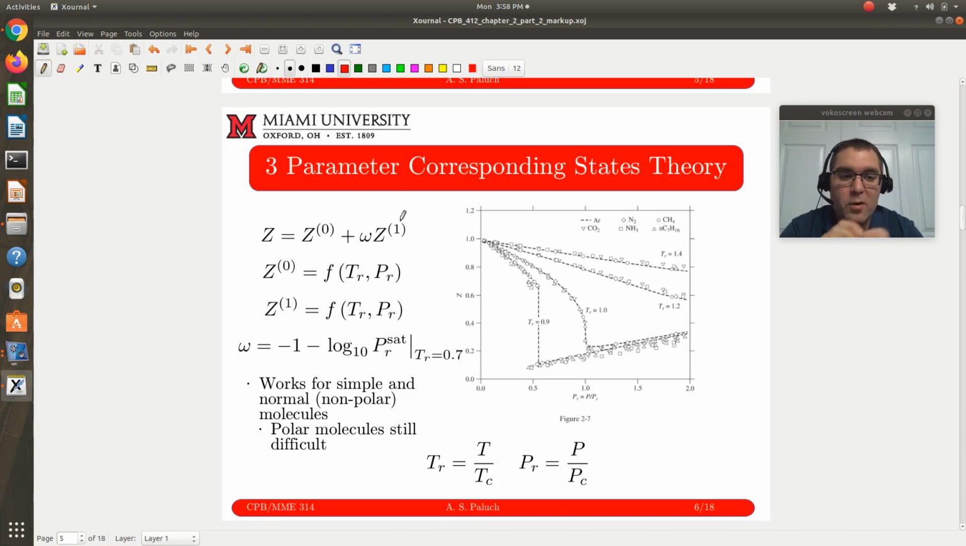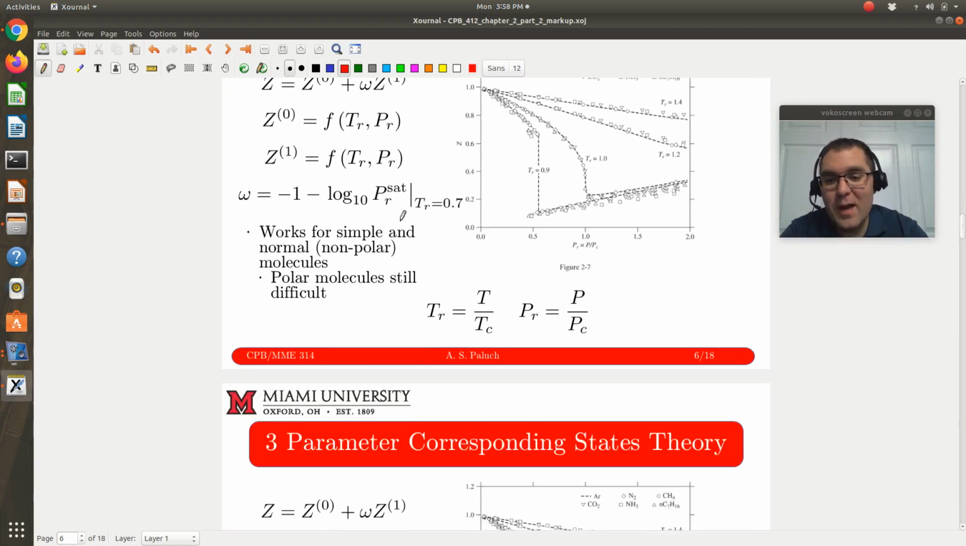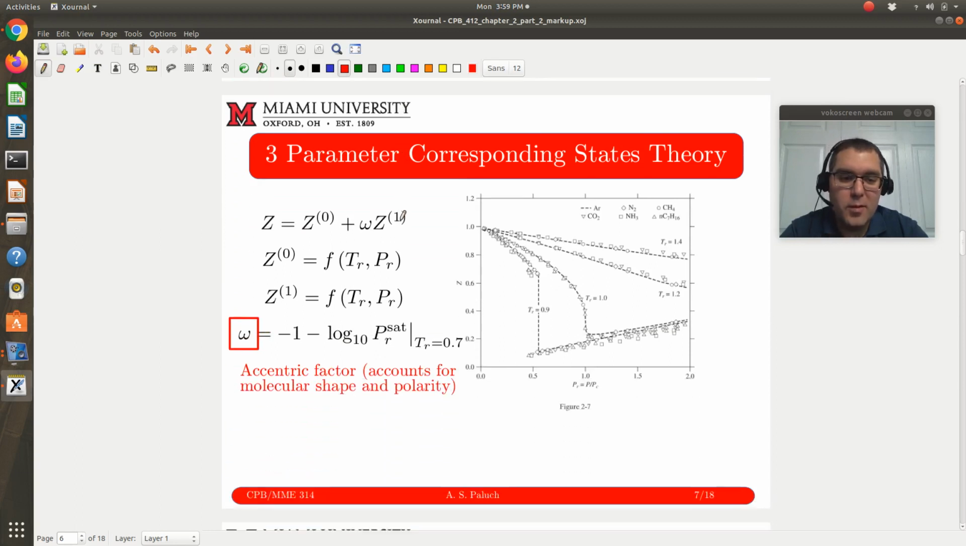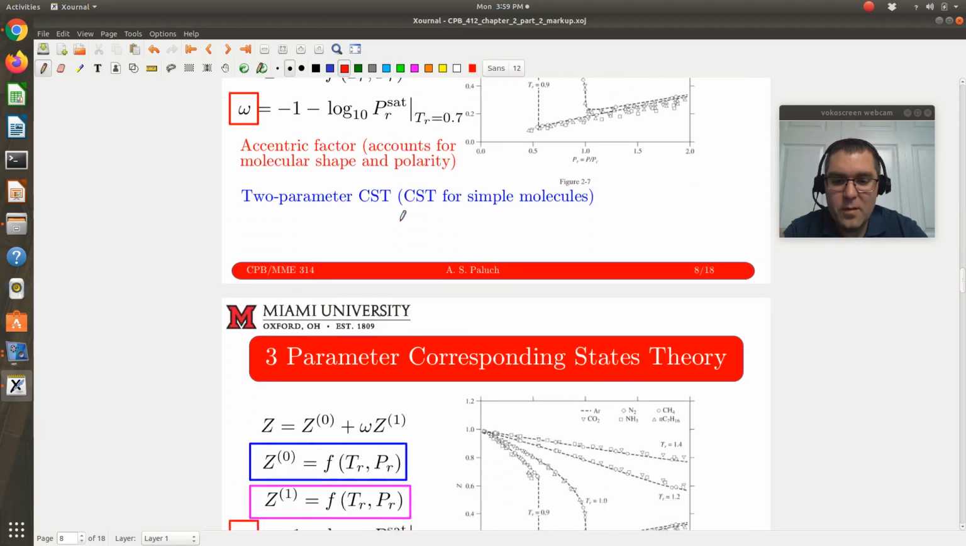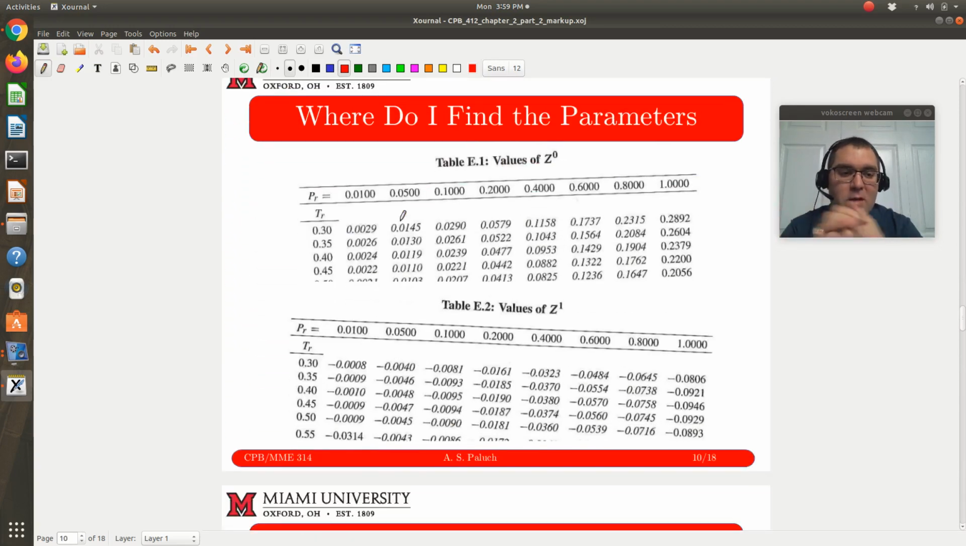Now I will mention that we will leverage three-parameter corresponding states theory when we talk about cubic equations of state. But this is kind of the origin of where all that comes from. All right, so we said Z0 and Z1. Those are functions of my reduced temperature and pressure. So Z0 and Z1 are functions of reduced temperature and pressure.